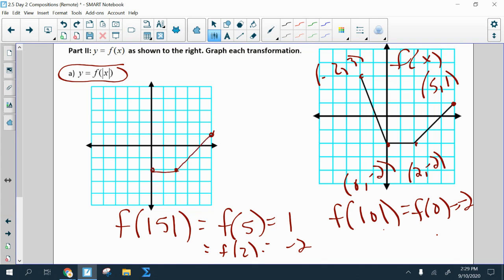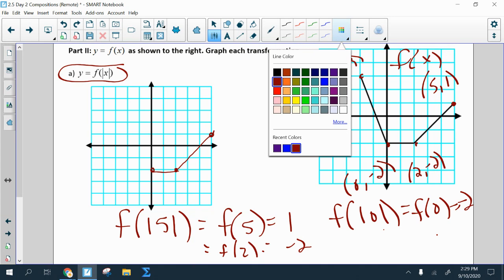The temptation when people see this absolute value on the x is to take all of the points over here and just reflect them, thinking of it as a reflection, and take all this stuff and move it over here. And that is not what's going to happen. So we're going to talk through then what actually is happening.